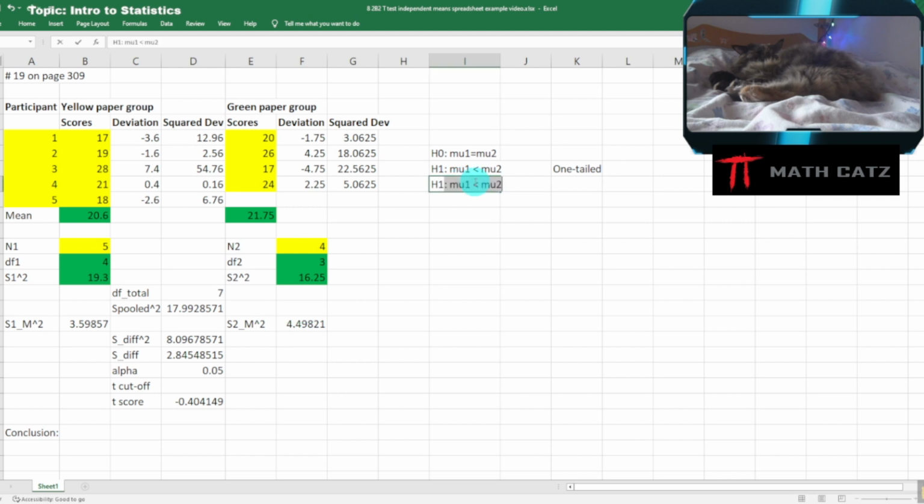We can also rewrite our research hypothesis. I'm doing 1 minus 2. So mu1 minus, get rid of my cursor, mu2 will then be tested against 0 as less than 0. So that means I have a left one-tailed distribution that I want to check.